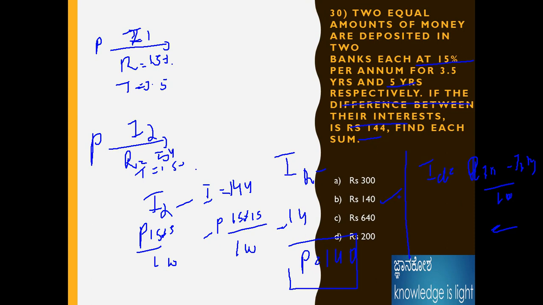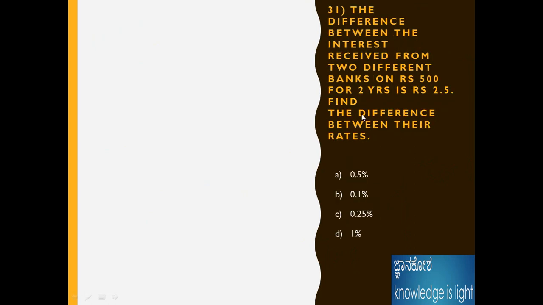Okay, next problem. The difference between the interest received from the two different banks is 500. Okay, 500 for 2 years is 2.5. This is also the same thing: the difference I1 minus I2 is equal to the difference between the amounts, 2.5. Here 500 is the principal amount, and with respect to the 2 years, we need to calculate the difference of the rate.